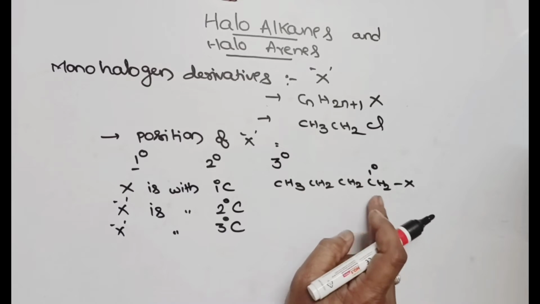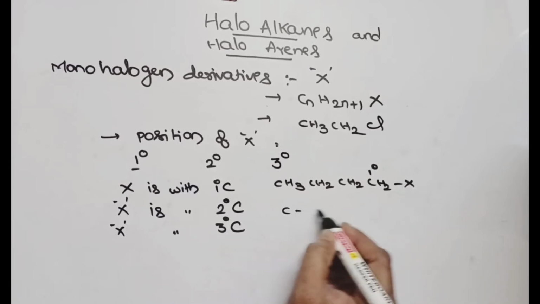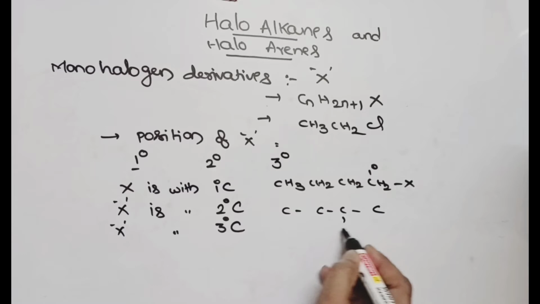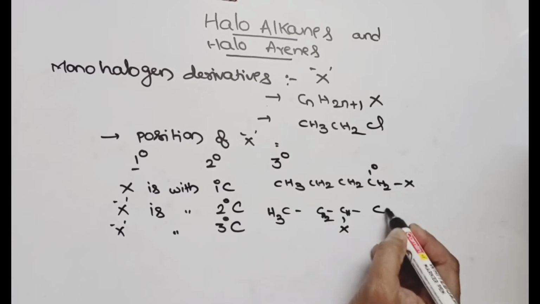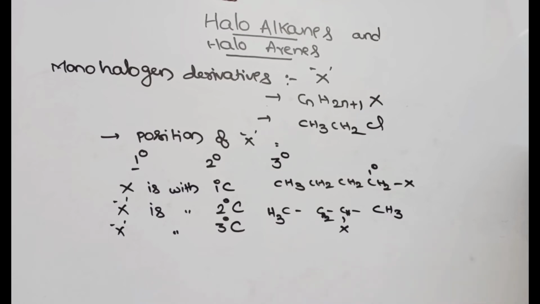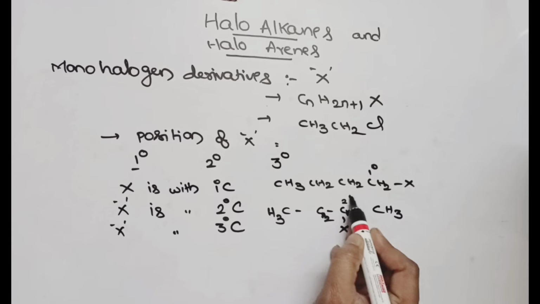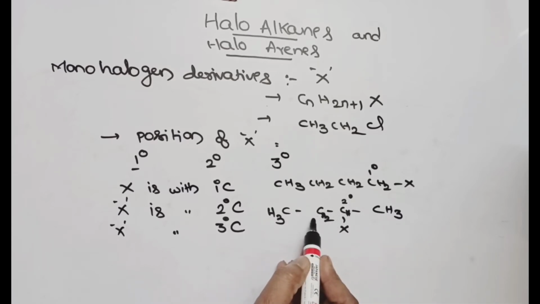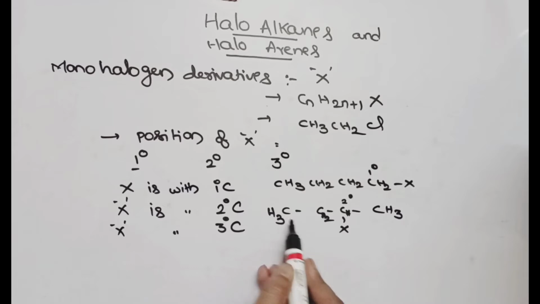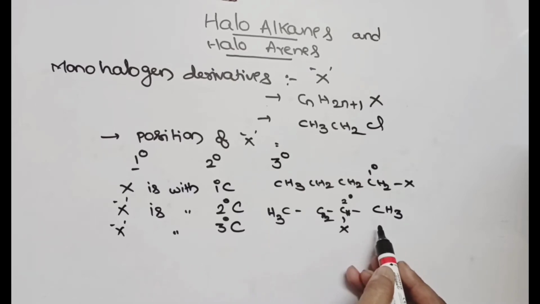This is primary monohalogen derivative. Then in secondary monohalogen derivative, halogen is with a secondary carbon. Secondary carbon means carbon with another two carbon atoms. This carbon is the secondary carbon. This carbon bonds with another two carbon atoms. This is also a secondary carbon. This is a primary carbon, and this is primary carbon.